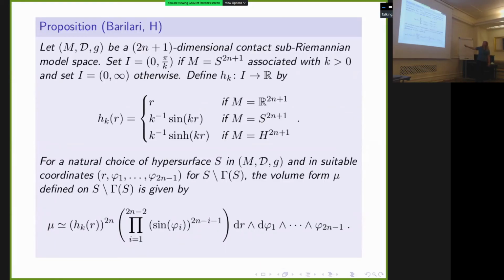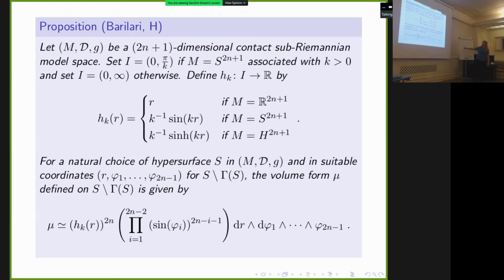So you can equip odd-dimensional Euclidean space, the odd-dimensional sphere, and a particular odd-dimensional hyperboloid with a contact structure. If you then take a hypersurface in those spaces, which is essentially 2n-dimensional Euclidean space, the sphere of dimension 2n, and a particular hyperboloid of dimension 2n, then the measure induced through this restriction of the volume form to the contact form is of this form.